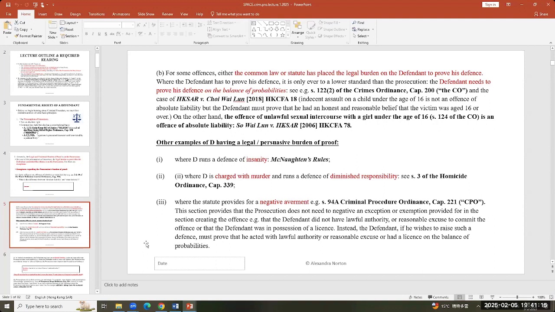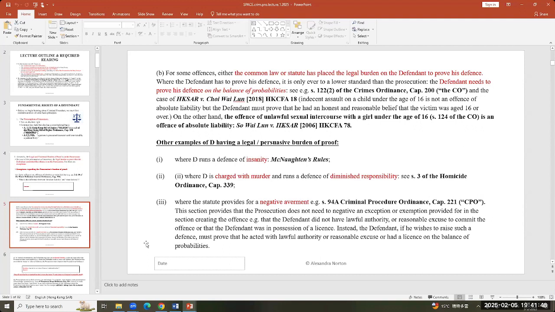So an example, let's take something relatively minor, right? Like in Hong Kong, all bars that sell alcohol have to have a license in order to be permitted to sell alcohol, right? If they're charged with an offense under that ordinance, then it's for the bar owner, the responsible person, to prove that they did have the license to serve the alcohol, not for the prosecution to show that they did not have the license.